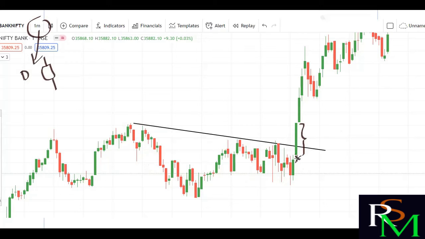You can neglect the small wicks. We already discussed that. Then only this is a valid breakout. If the breakout happened, breakout means the up move happened with a red candle, invalid. Happened with a doji, invalid. Happened with a neutral candle, invalid.